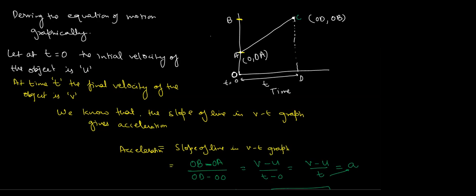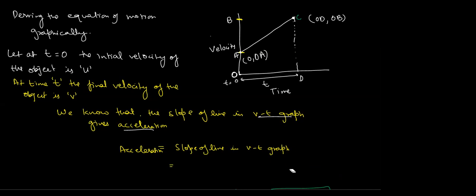Now we know that this is the velocity time graph. In the velocity time graph, the slope of the line gives you acceleration. So acceleration is the slope of the line in the VT graph. Now write here the values. This one is your x1, this one is your y1, this one is your x2, and this one is your y2. Now slope of line is y2 minus y1 upon x2 minus x1.